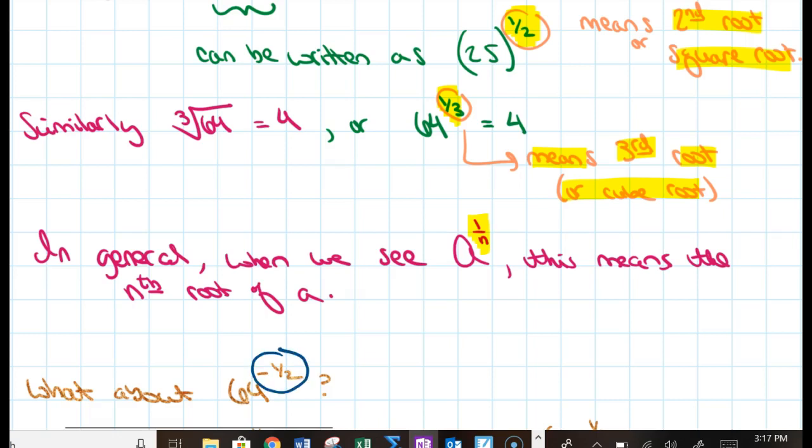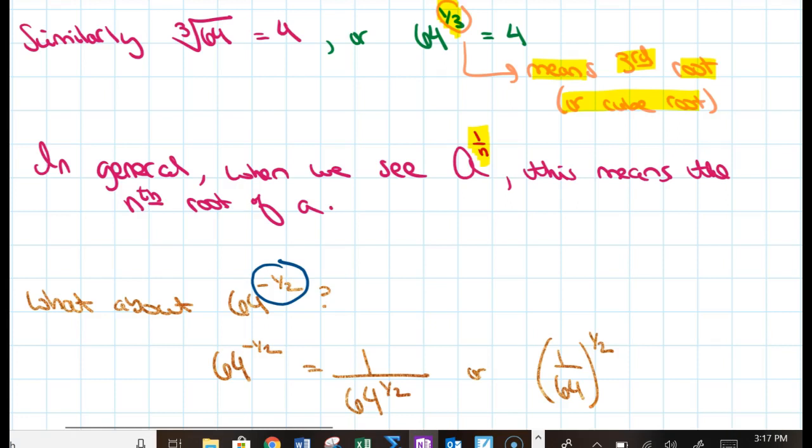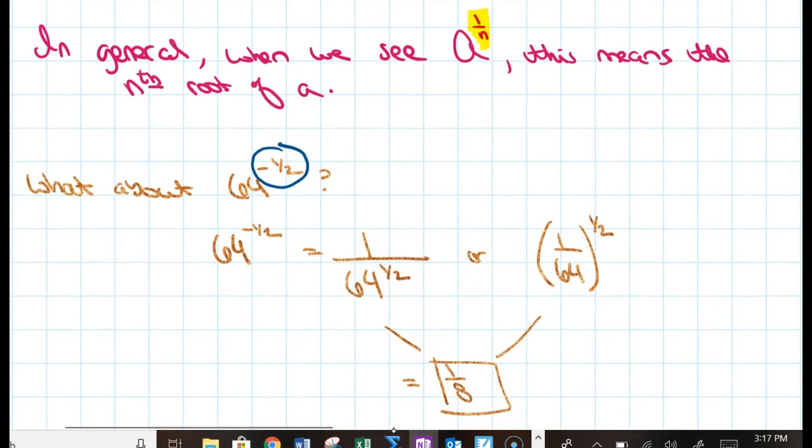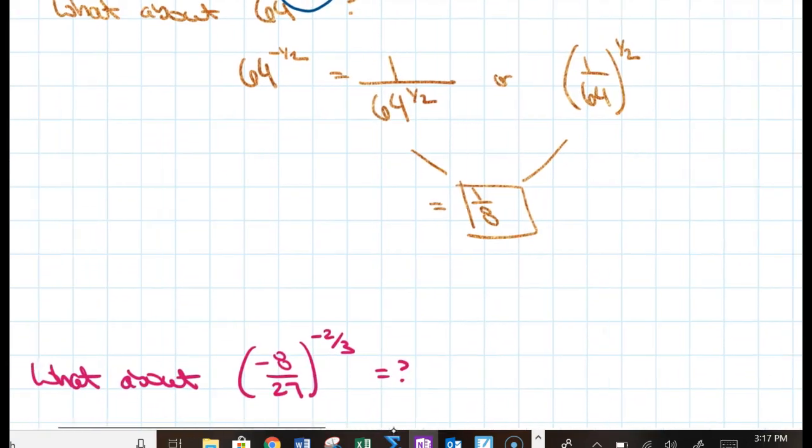64 to the negative 1/2. Well, maybe I would choose to go this route and say, well, 64 to the negative 1/2 equals 1 over 64 to the half, right? Or I could reciprocate 64 and make it 1/64 to the half. Either one of these is correct. And then 64 to the 1/2 means the second root of 64, the square root of 64, which is then 1/8. And then we can do some really wild things like this.